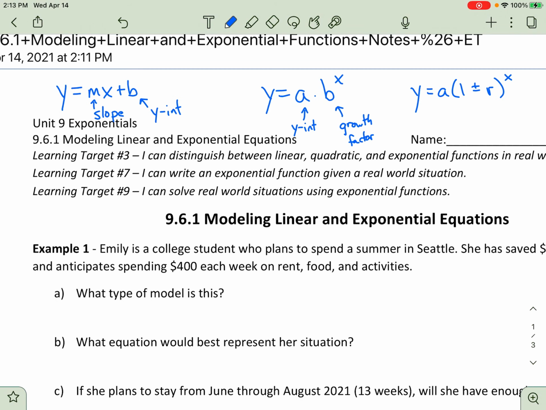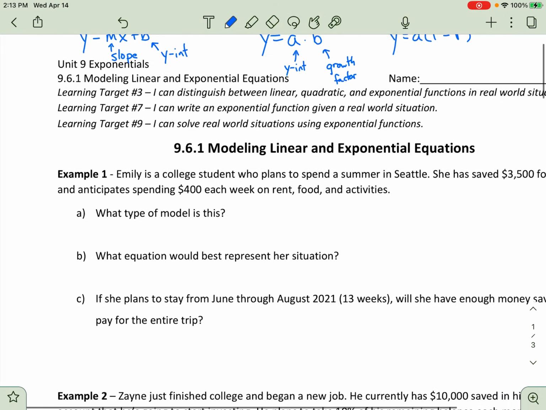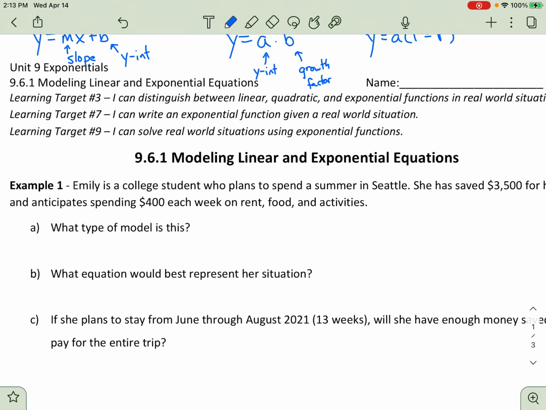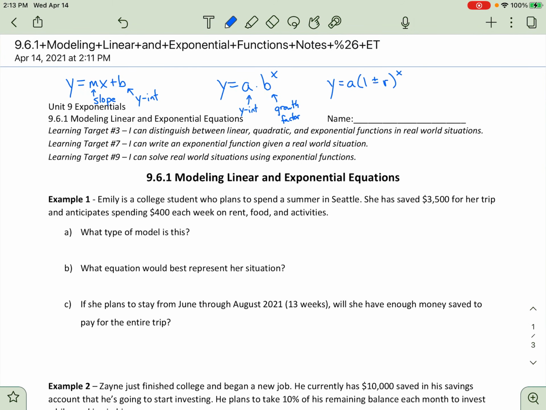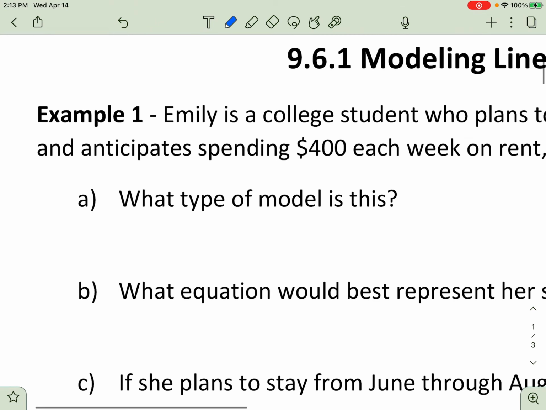Let's take a look at a couple examples. We're going to go through our learning targets, trying to be able to look at exponential functions in real-world situations. Example 1: Emily is a college student who plans to spend a summer in Seattle. She saved $3,500 for her trip and anticipates spending $400 each week on rent, food, and activities. So the question is, what type of model is this? When she saved $3,500 and she's spending $400 each week, is that multiplying or adding and subtracting? If it's adding and subtracting, then we're talking about linear. Multiplying, we're talking about exponential. In this case, it is linear.